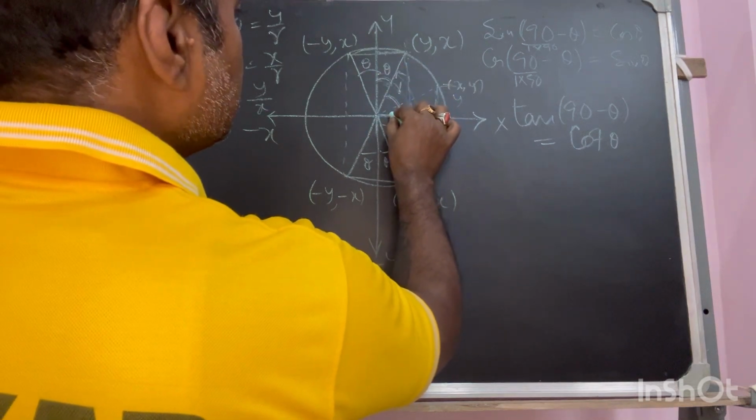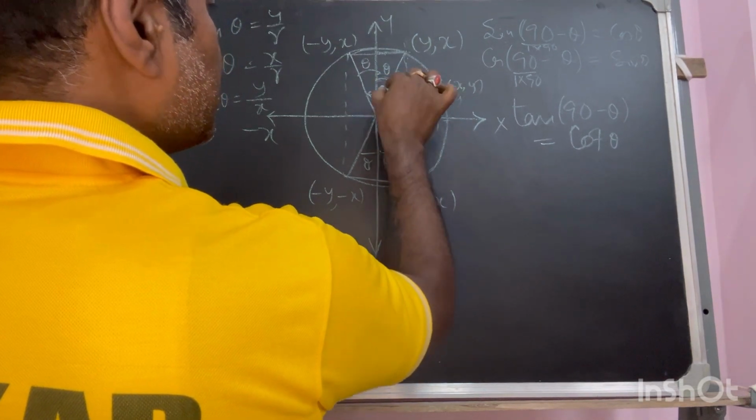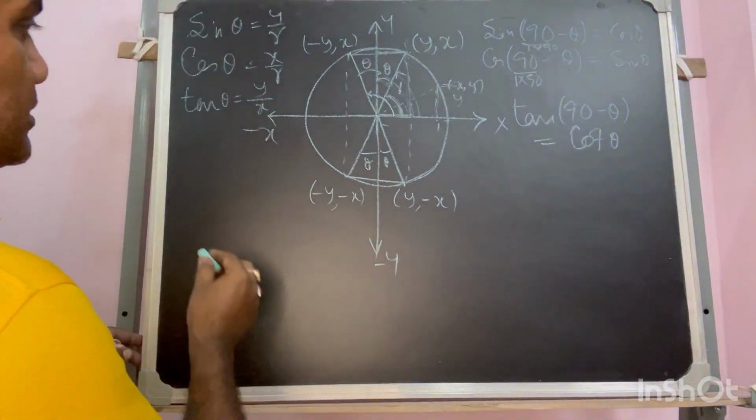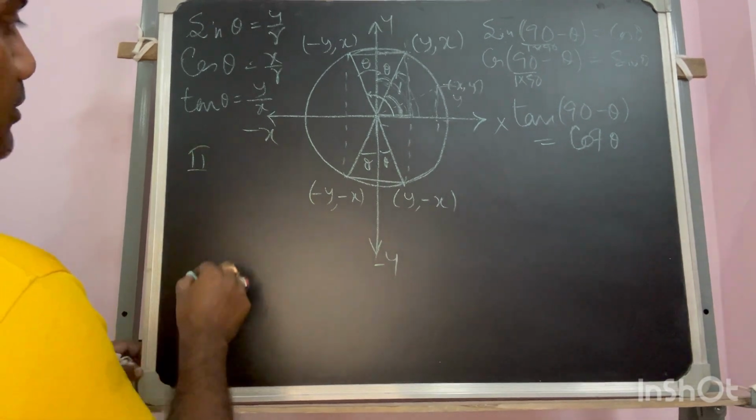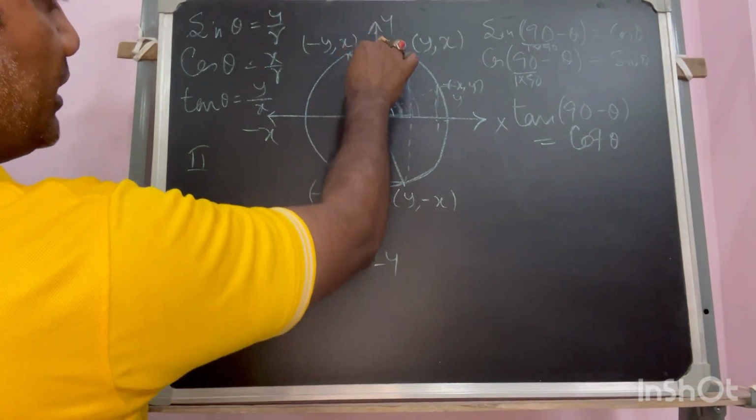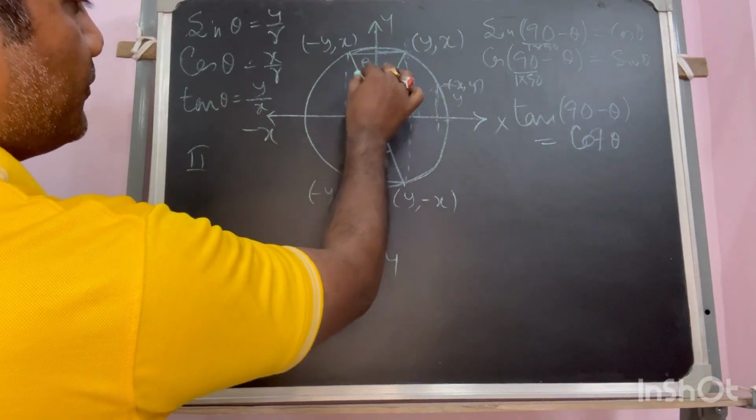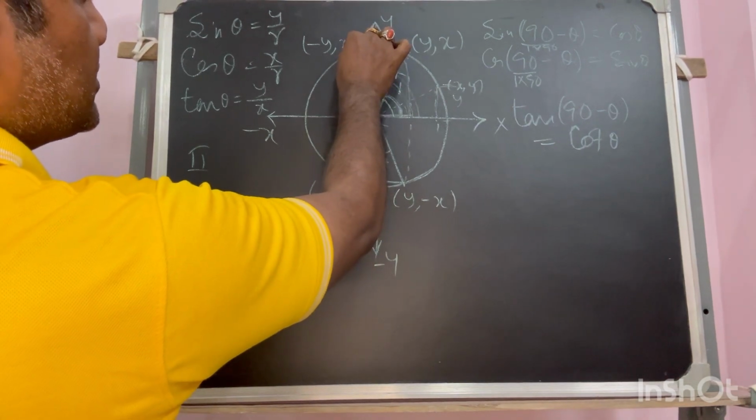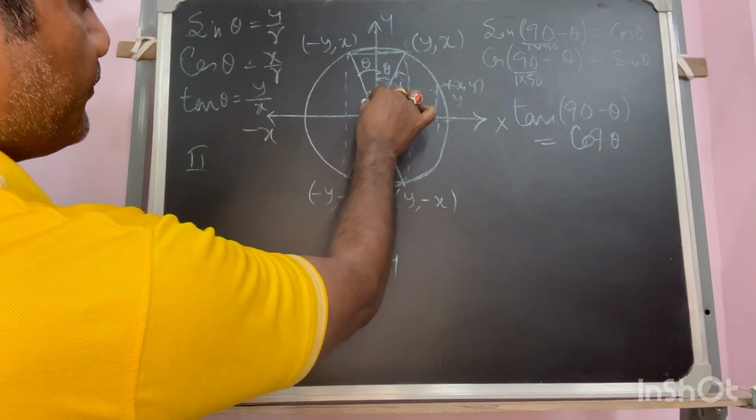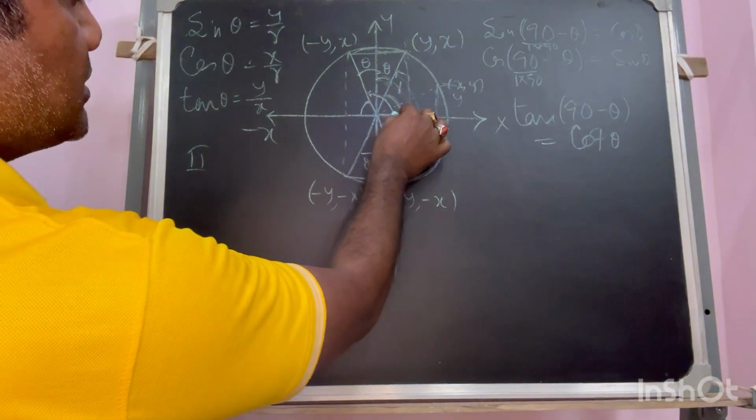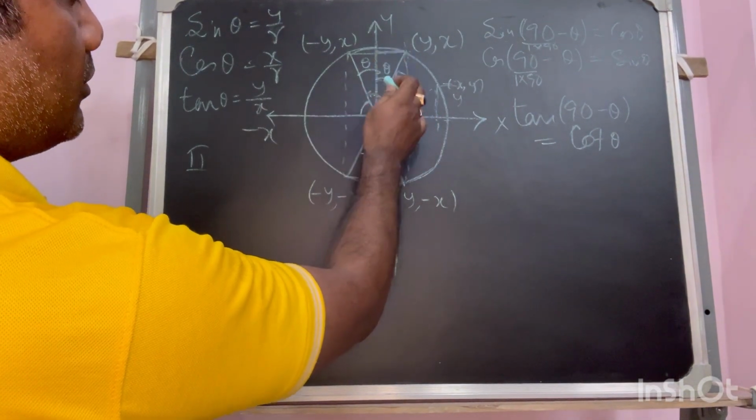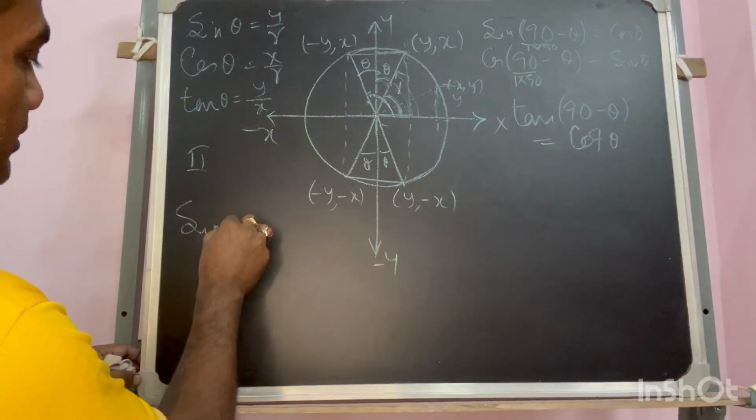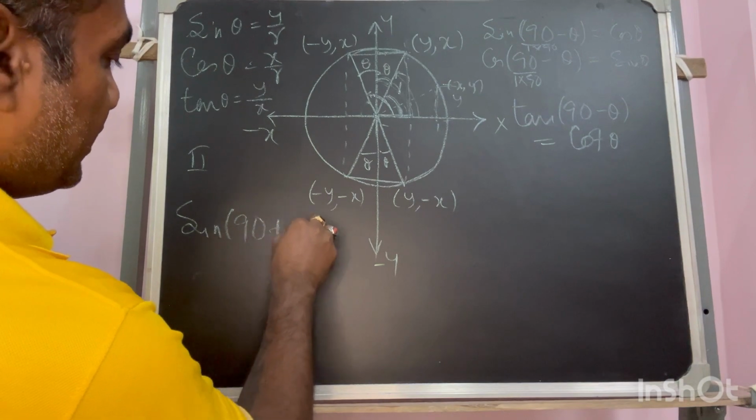For this, what is the angle here? It is 90 plus theta. Up to this is 90, then theta. This is 90 plus theta. Now if I consider the second coordinate, where this angle is 90 plus theta, this is theta. So this is 90 plus theta. Now if I consider this, what would be this angle? So we'll get the ratio for 90 plus theta.